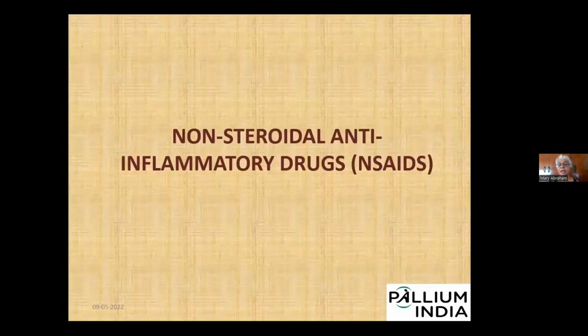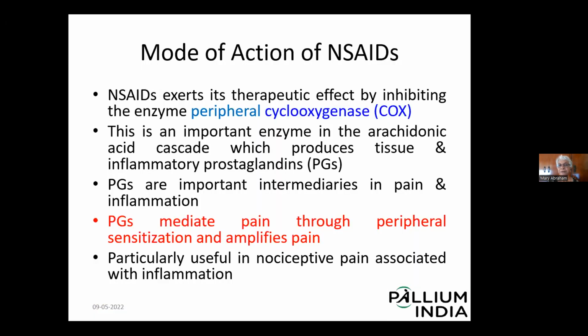Okay. Now let's move on to the non-steroidal anti-inflammatory drugs. Like I mentioned, this acts at the peripheral cyclooxygenase system. This is a very important enzyme in the arachidonic acid cascade, which ultimately produces the tissue inflammatory prostaglandins. And it's the prostaglandins that are the important intermediaries in pain and inflammation. They are the ones that mediate the inflammation and pain. And they do it by a mechanism called peripheral sensitization, which is amplifying the pain. So it is very useful in nociceptive pain associated with inflammation.